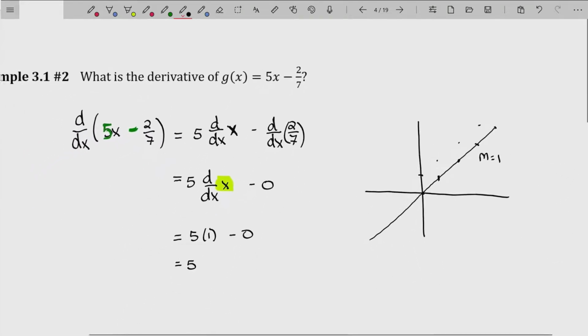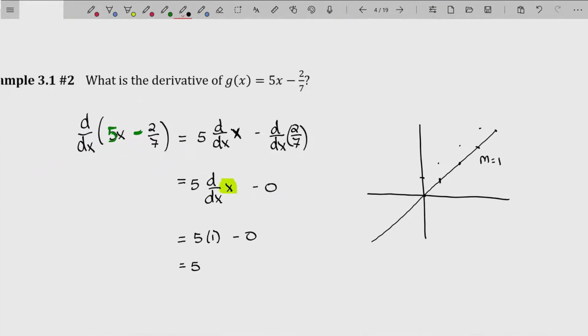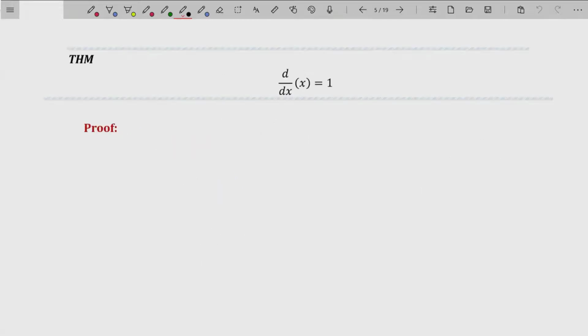So we sort of used a theorem here, but we used logic instead of actually a theorem, which theorems are logic. But instead of having to dive deep into theory, we just used our knowledge of what a line looks like to say, oh no, that has slope 5 at all times.